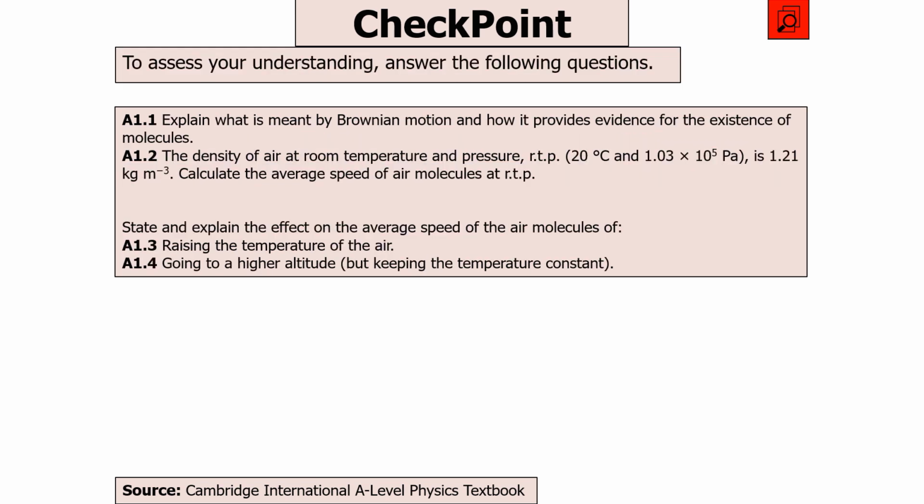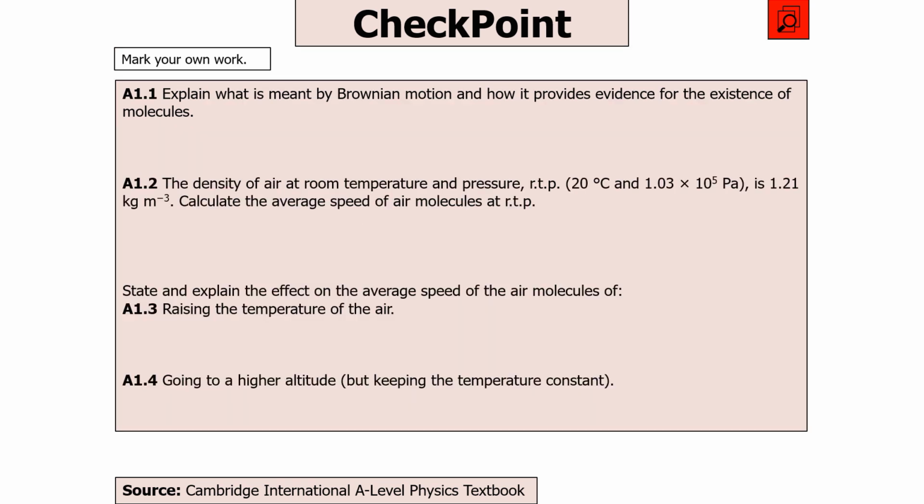The next question says, explain what is meant by Brownian motion and how it provides evidence for the existence of molecules. The density of air at room temperature and pressure is 1.21 kilograms per meter cubed. Calculate the average speed of air molecules at this room temperature. State and explain the effect on the average speed of the air molecules of raising the temperature of the air, and of going to a higher altitude but keeping the temperature constant. So pause the video now, then unpause the video when you want to go through your answer.